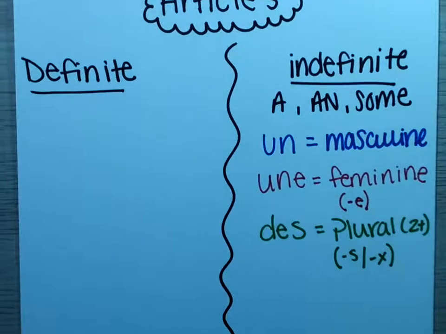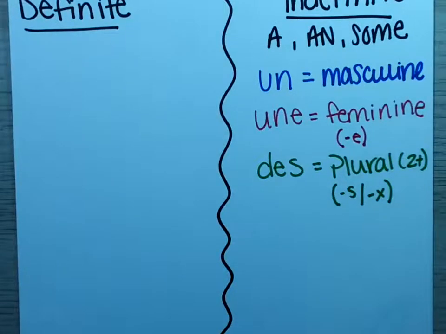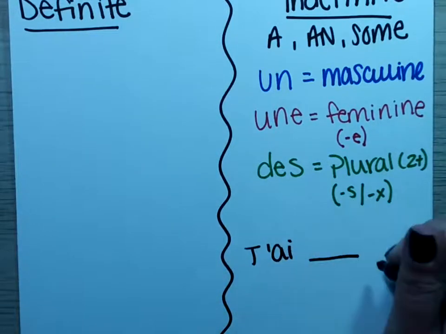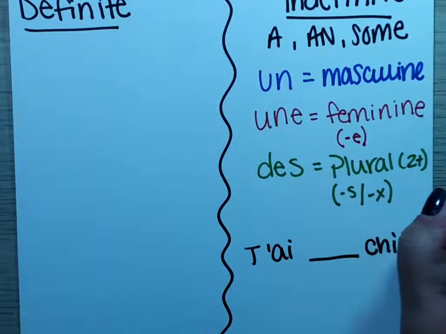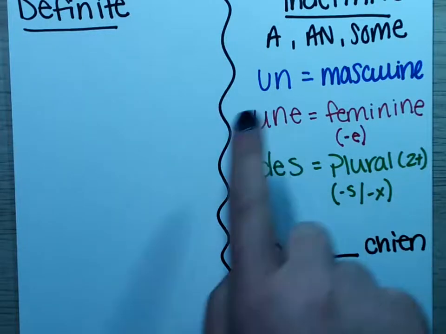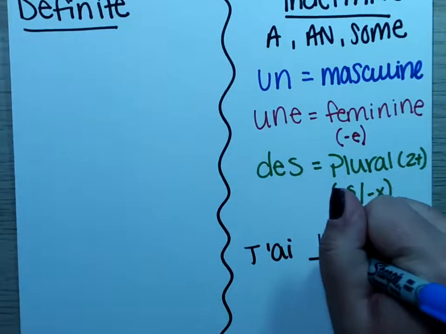So I'm going to move my paper up so you guys can see the bottom of it. And so the first example that I want to do is I have, so j'ai, and then we're going to say a dog. All right, so looking at our word chien, we can apply the rule. It doesn't end in an S or an X, so it's probably not going to be plural. It doesn't end in an E, so it's probably not going to be feminine. So we can apply the rule and say that chien is masculine.